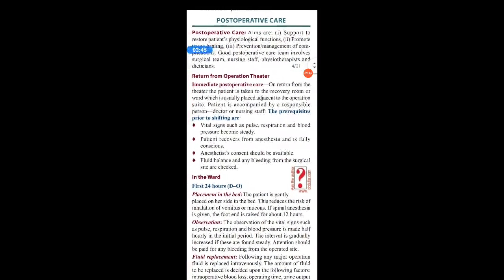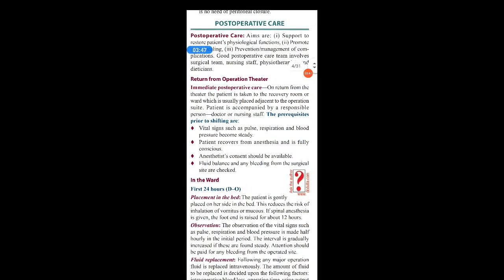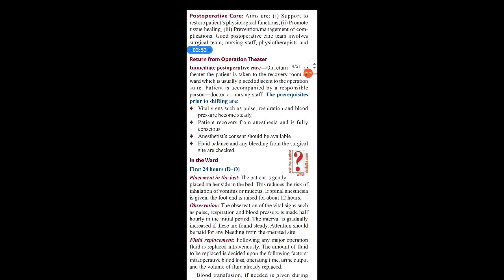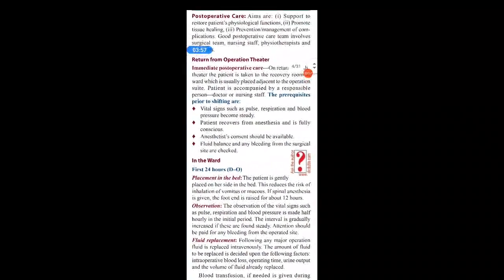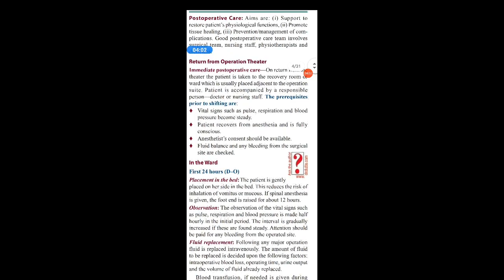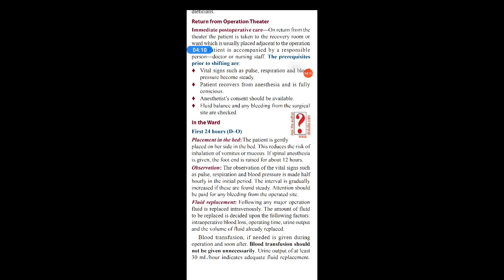The patient is taken to the recovery room or the post-operative ward, which is specially placed adjacent to the operation theatre. The patient is accompanied by a responsible person, a doctor or nursing staff. The prerequisites prior to shifting are that vital signs such as pulse, respiration and blood pressure become steady, the patient recovers from anesthesia and is fully conscious, and the anesthetist is available. Fluid balance and any bleeding from the surgical sites are to be checked.